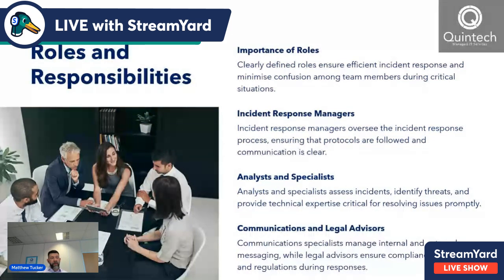Then analysts and specialists, so that's where people like us would come in. We can provide the technical expertise, which is critical for resolving those issues quickly, efficiently, and as permanently as can be. But also the communications on the other side of things, going to legal advisors. So this could be actually dealing with the data breach and having to speak to the ICO. Who does that and how do we do that? The last thing we want is the ICO saying, oh, one of your customers is telling me that your data has been leaked during a data breach. We have to let them know. And again, that's critical for us to do, and it's required for us to do.